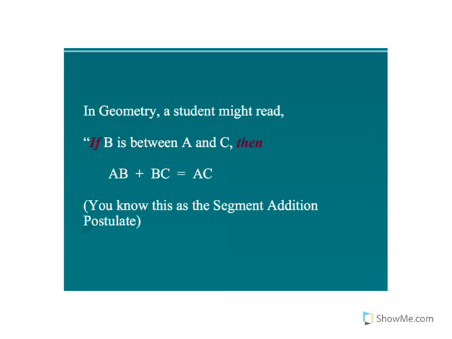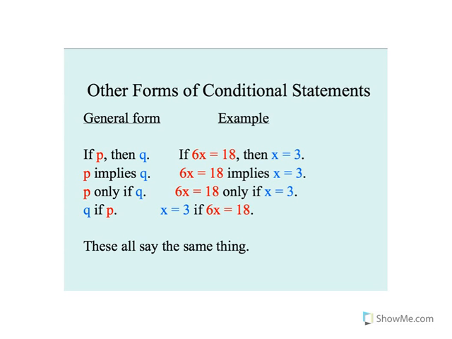In geometry, most of our theorems are stated as if-then statements. For example, if point B is between point A and point C, then the length of AB plus the length of BC equals the length of AC. And you know this is the segment addition postulate. Well, you will find that most of our postulates and theorems are stated in this form.